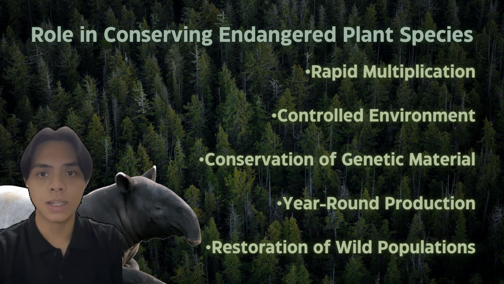Next is sterile and controlled conditions, which ensure the propagation of healthy plants free from pathogens. Then is conservation of genetic material like germplasm that can be preserved for long-term storage and propagation. Plants can be propagated irrespective of seasons or climatic conditions. Lastly, propagated plants can be reintroduced into their natural habitat.